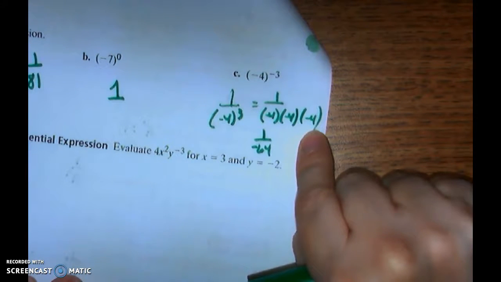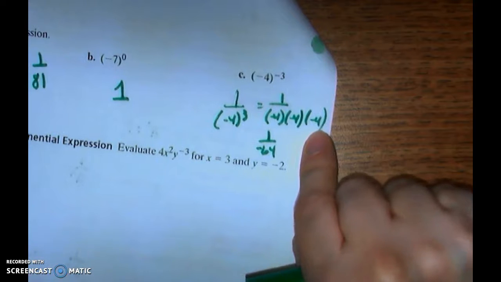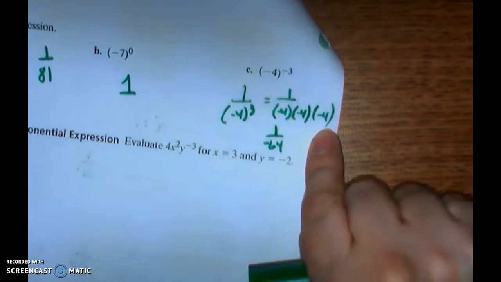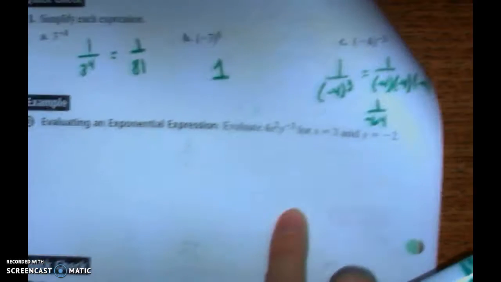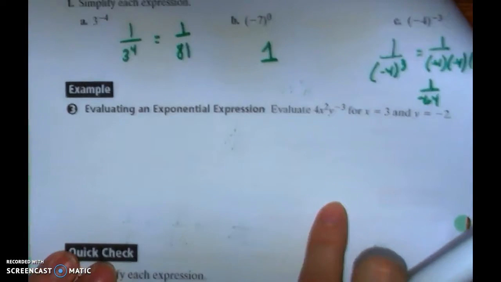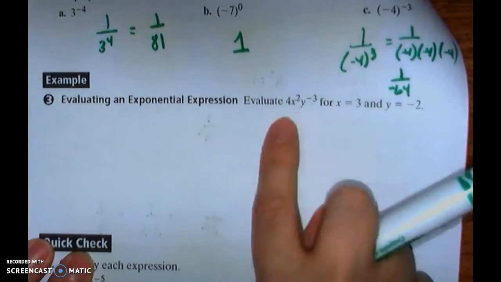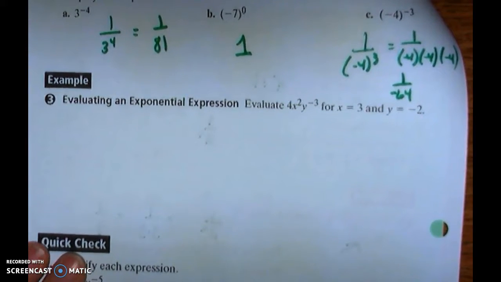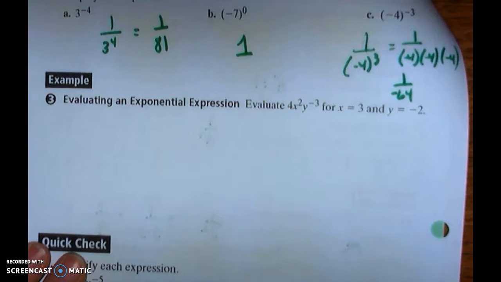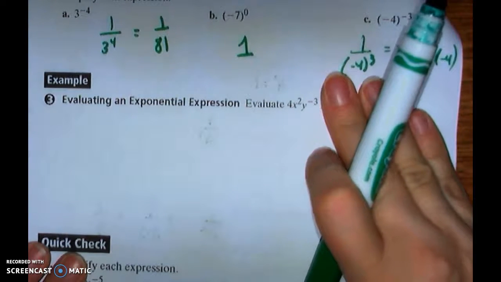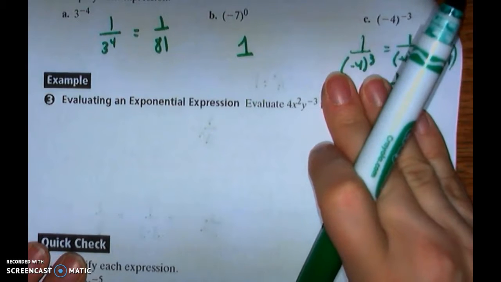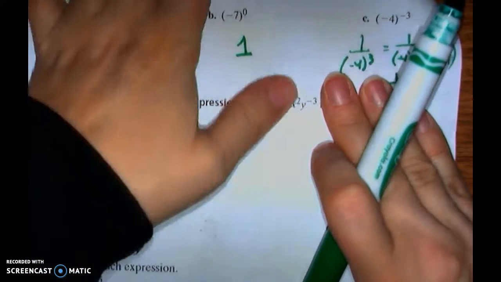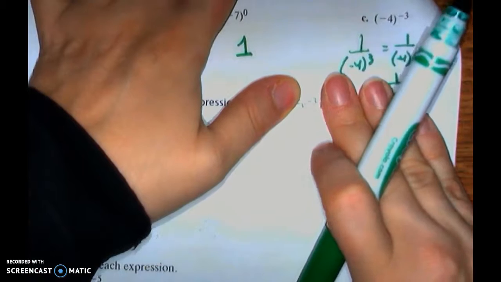Let's use our exponential properties to evaluate an expression. Here we have 4x squared y to the negative 3rd. There's a couple of ways you can do this problem. What I recommend is clear the expression of negative exponents first. Get rid of those negative exponents. So if I have y to the negative 3rd, just think about that. What does that become?